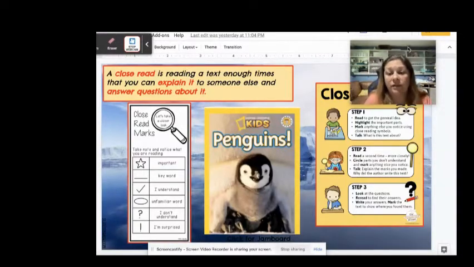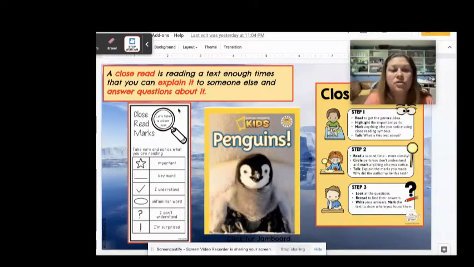You can also write the page number when you're answering the question, so that way if someone asks, how do you know? Where did you find that information? Then you can say, hey, look, I put a page number here. Let me go back to that page. Here it is. This is the information I found.